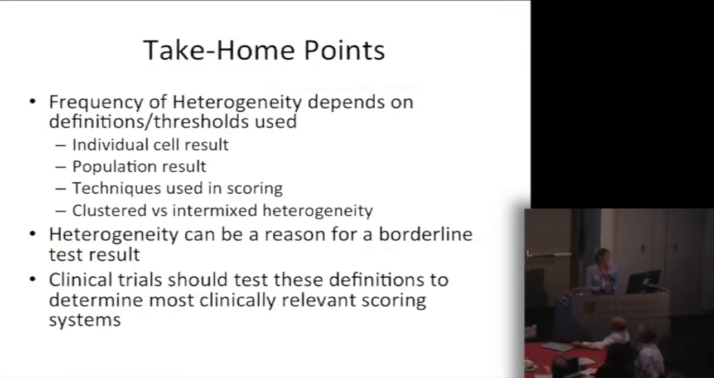So in sum, I think the frequency of heterogeneity really depends on the definitions and the thresholds we're using for both individual cell results and population results, so cell populations. And the techniques that we use in scoring clinically can really make a big difference in terms of treat or not treat, and how we define which type of heterogeneity means something. I think heterogeneity can be a reason for a borderline clinical test result, and that's an important thing to reflect today clinically in our reports, and that clinical trials should think about these definitions more critically and try to determine the best thresholds for scoring.